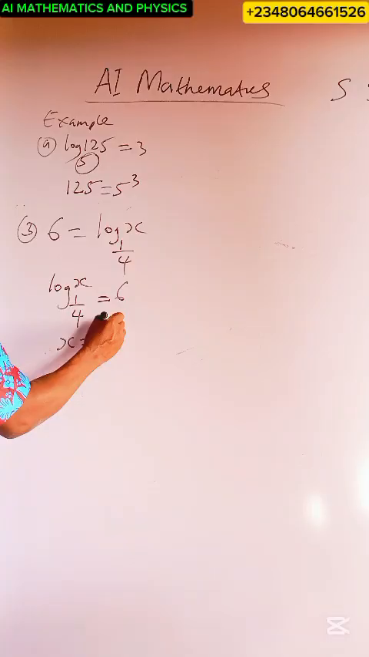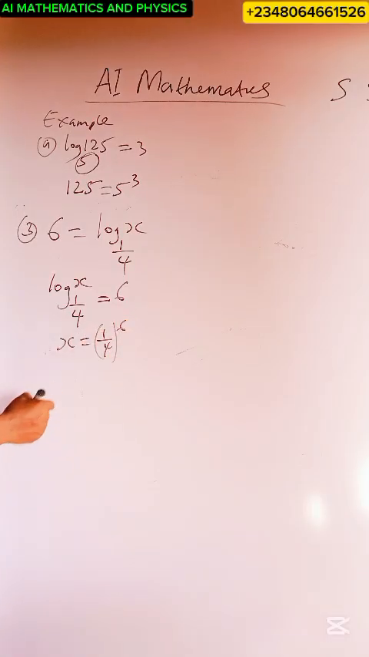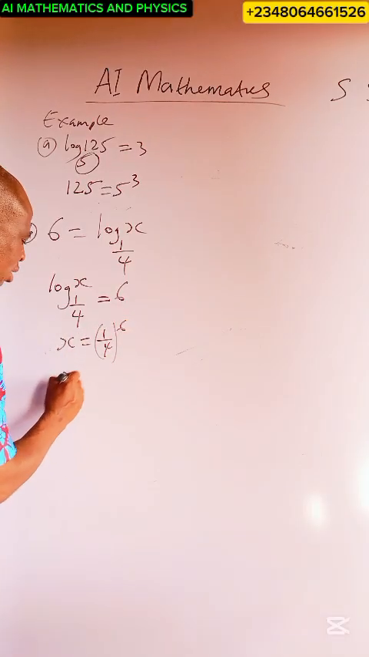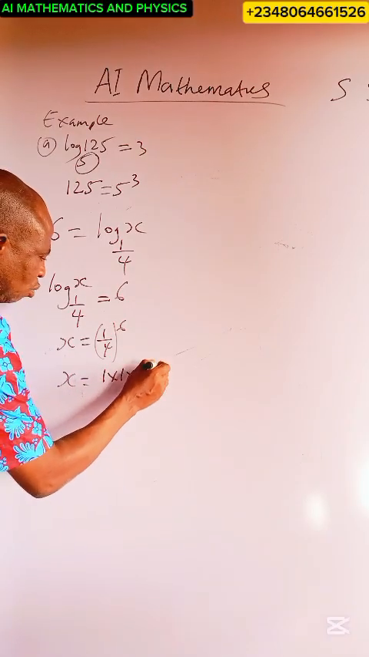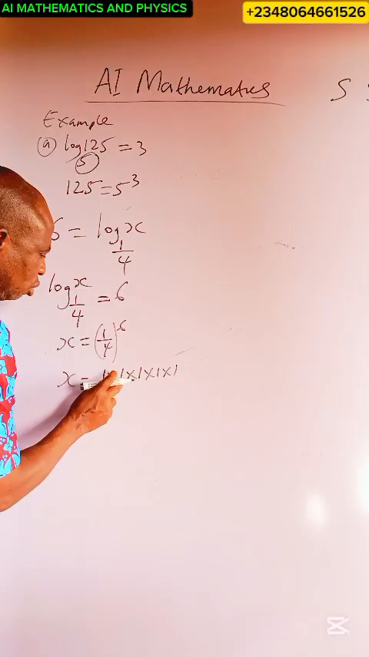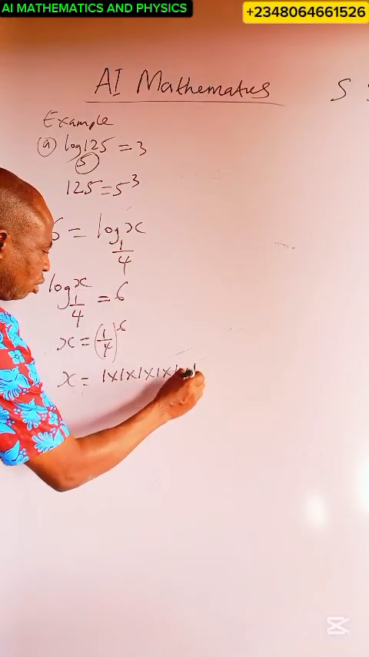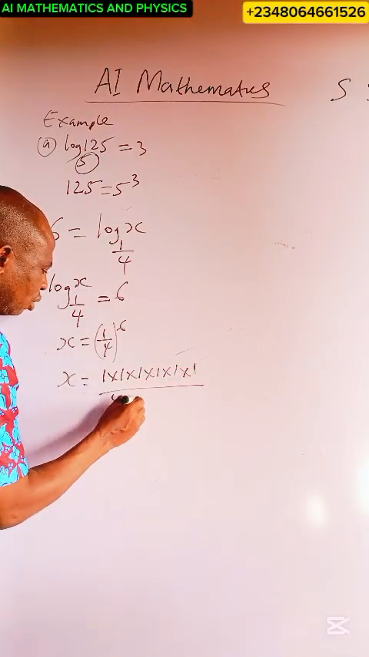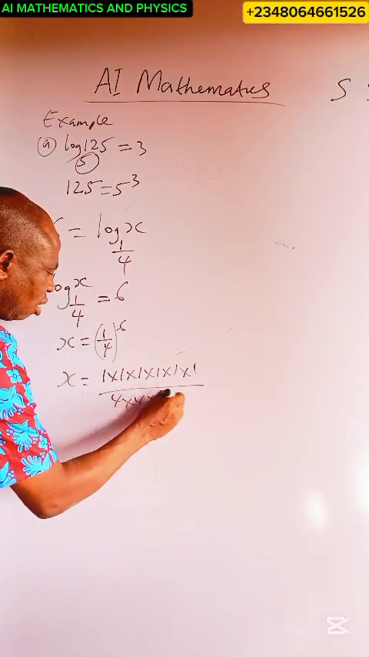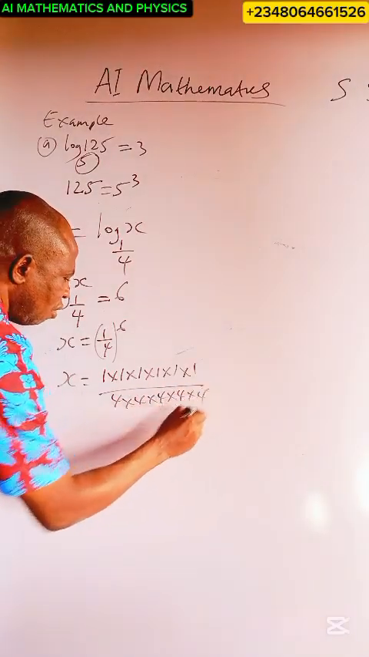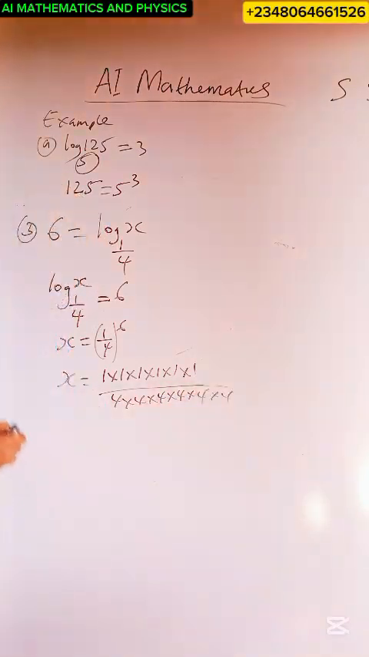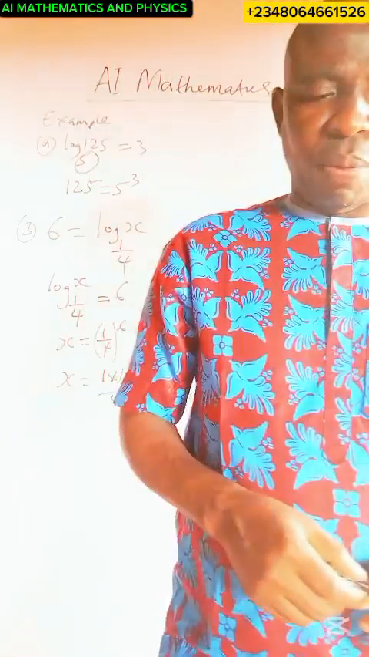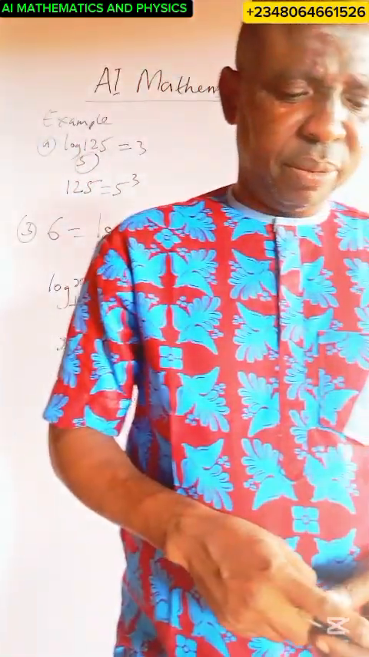And that x will now be equal to 1 times 1 times 1 times 1 times 1 times 1 over 4 times 4 times 4 times 4 times 4 times 4. That will be your answer. You can go further by using a calculator to multiply the thing.